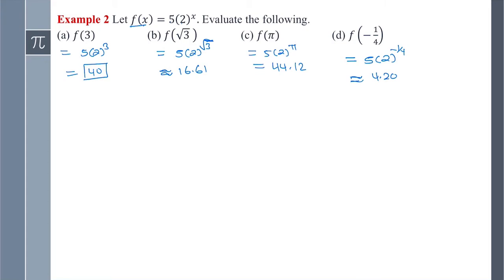Let me write approximate. It's not exact because we have so many decimal places after that. So this is how we evaluate any exponential function. It's similar to any other functions that we talked about earlier.